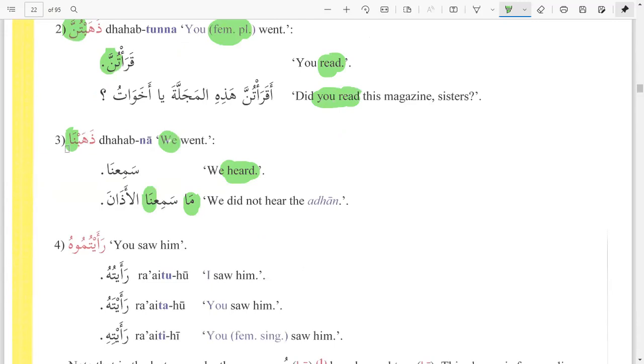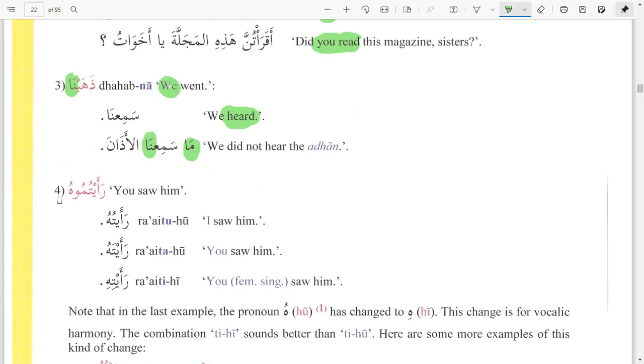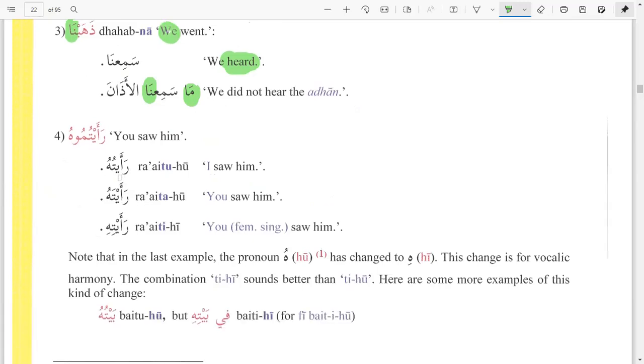So zahabna is the first person plural, mutakallam jama. Ra'aytumuhu, you saw him. So what is the change here? Ra'aytuhu, you saw him. You notice there is an extra vowel here. Ra'aytumuhu, you saw him. So this you is plural here.